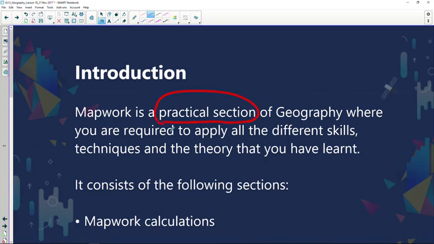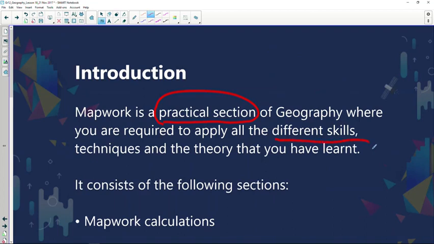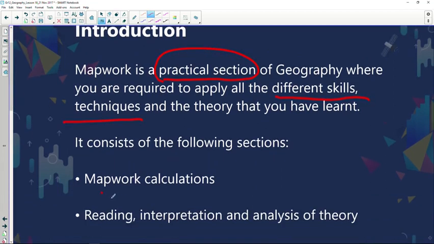You're going to receive two maps, an orthophoto map and a topographical map to answer your question paper. And you need a couple of skills and techniques to be able to answer this question paper. Now if you look at the question paper, it consists of map work calculations. In order to do these calculations, you're going to need the following: a calculator, a ruler, and a protractor, or else you won't be able to do your calculations.